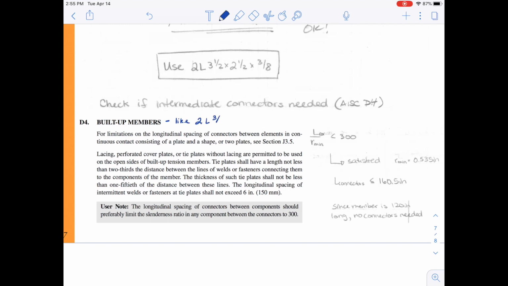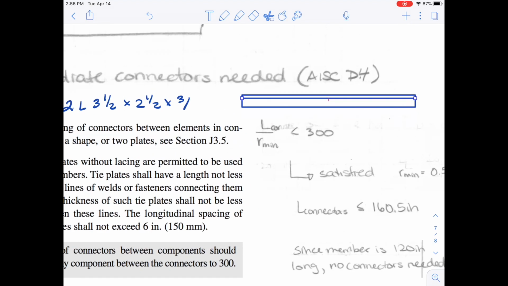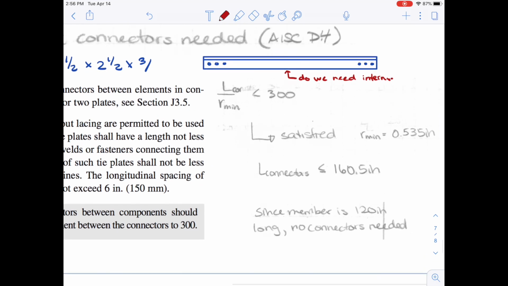Finally, there's something called built-up members. So we didn't talk about this explicitly maybe in class, but it is in Chapter D. You can take a look. Built-up members are members that have multiple shapes together. And so basically for this double angle member, in order for it to be effective so that we don't end up having some sort of intermediate failure, it looks at intermediate connectors. So in order to treat these two angle members as kind of one unit, we need to see, do we need intermediate connectors between the connections?